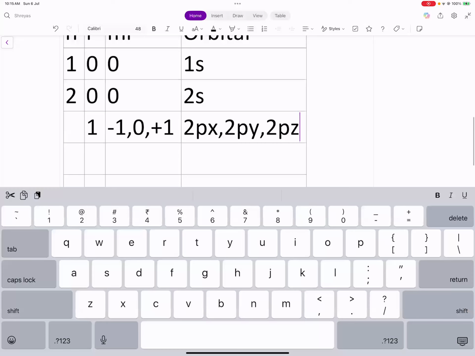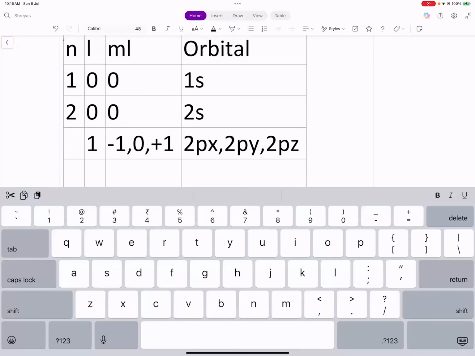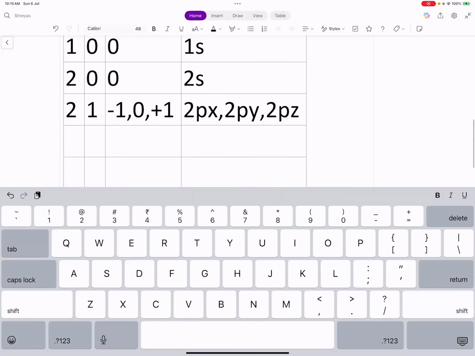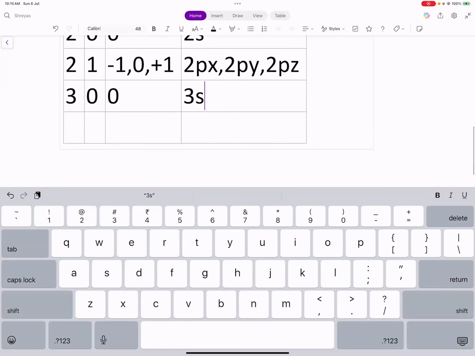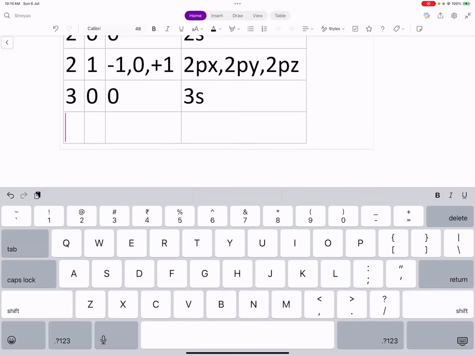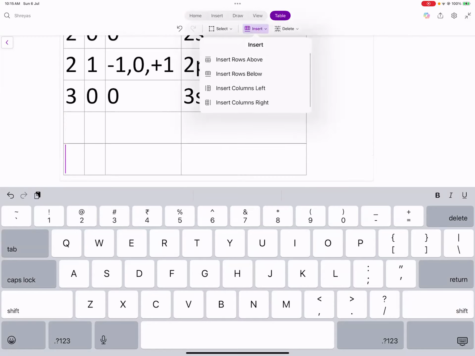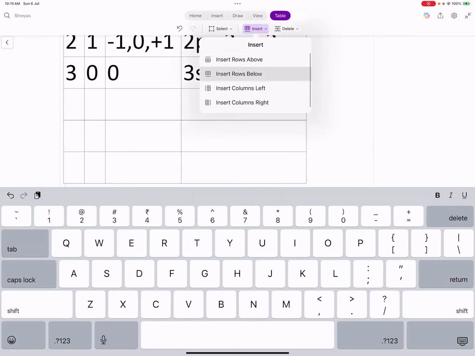So this is giving us this, right? So I'll put n = 2 here also, so that then when it comes to 3, l will be 0. So this will be 0. We'll call this 3s, right? Okay, now I think we can go to the table and insert this below.